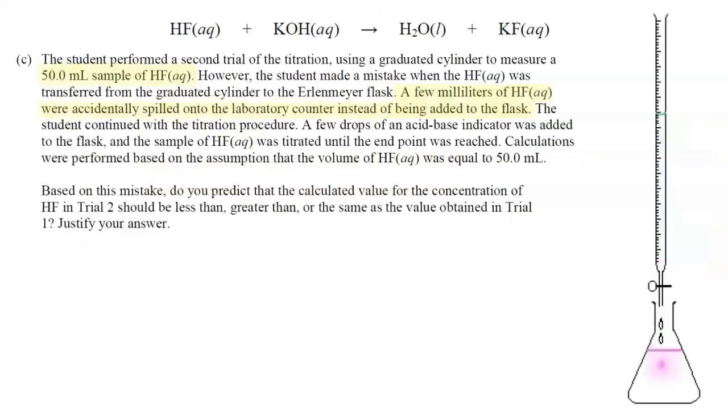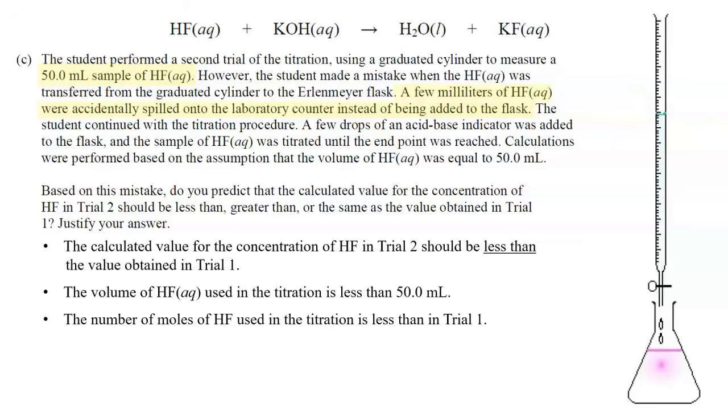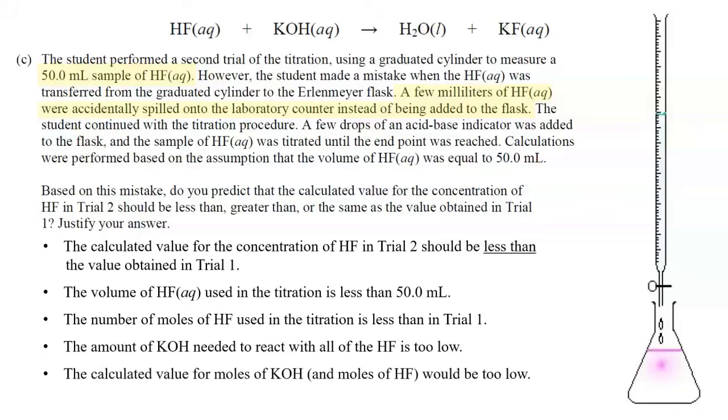So the correct answer to part C is that the calculated value for the concentration of HF in trial 2 should be less than that value obtained in trial 1. And the reason why is because the volume of the acid used is less than 50 milliliters. The number of moles used in the titration is less than in trial 1. So the amount of base needed will be too low. And the calculated value for moles of KOH and moles of HF would be too low. So the concentration of HF calculated in trial 2 will be too low, so less than the value obtained in trial 1.